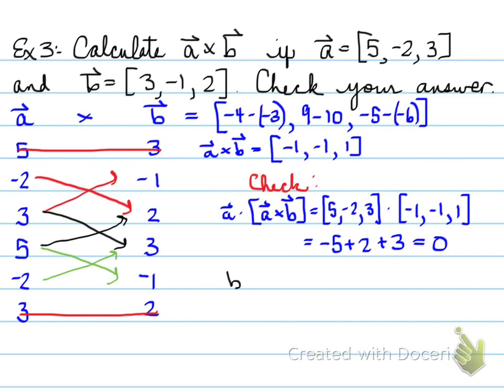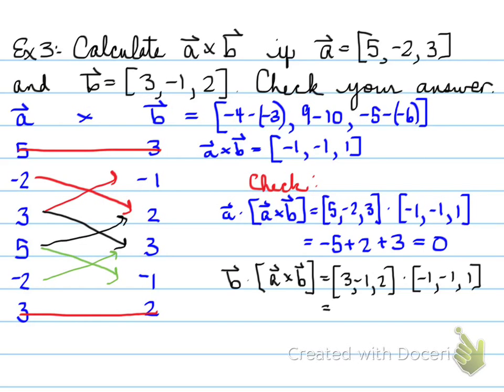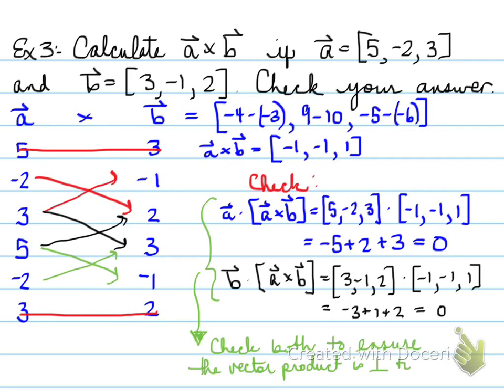Now check the other one. B dot the cross product vector will result in -3 plus 1 plus 2, and that equals 0. So we need to check both because we want to ensure that the vector product is perpendicular to both vectors. This is important, and we can use our check to verify this.